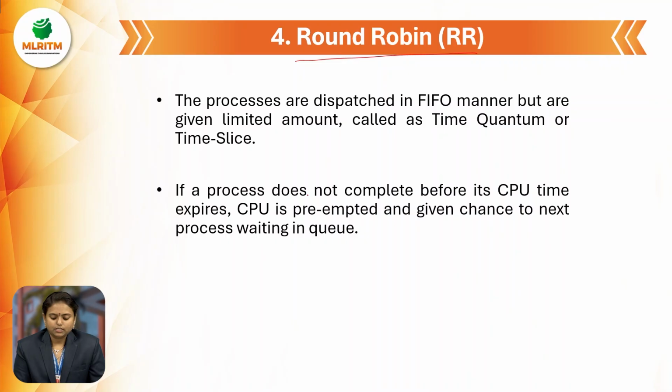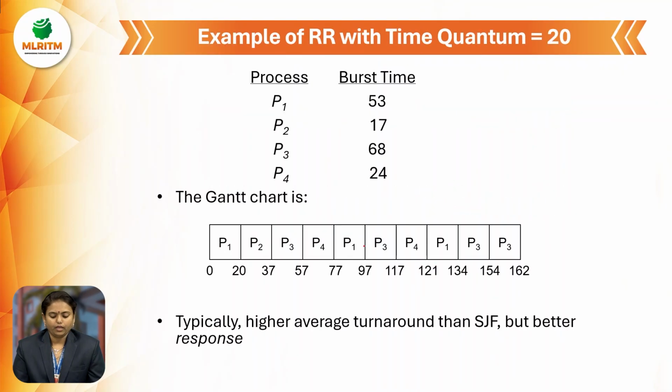If a process does not complete before its CPU time expires, the CPU is preempted and given a chance to the next process waiting in the queue. That's it. So here we have taken as an example 4 processes, and in this round robin we are taking the time quantum or time slice as 20.